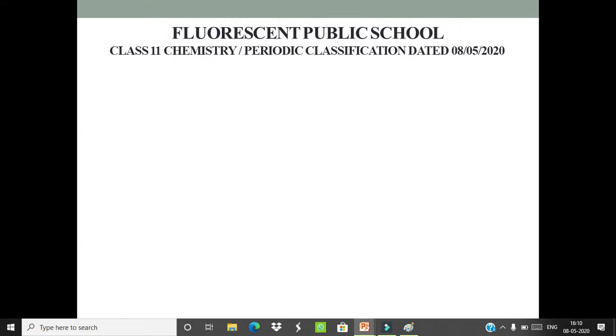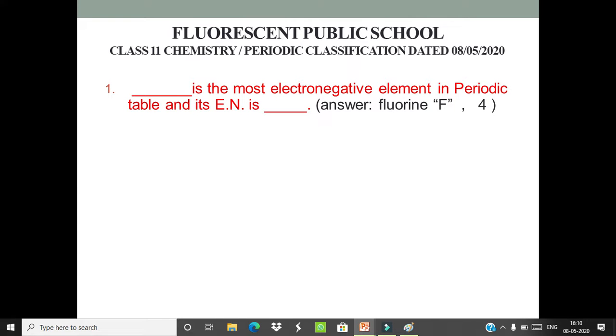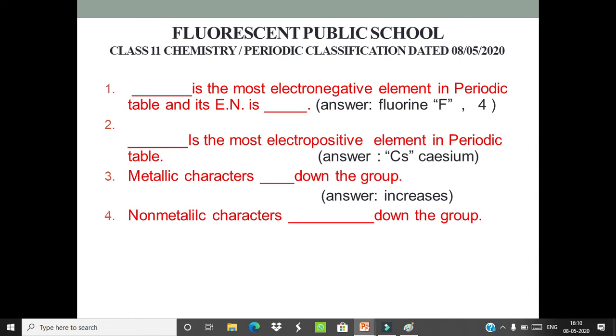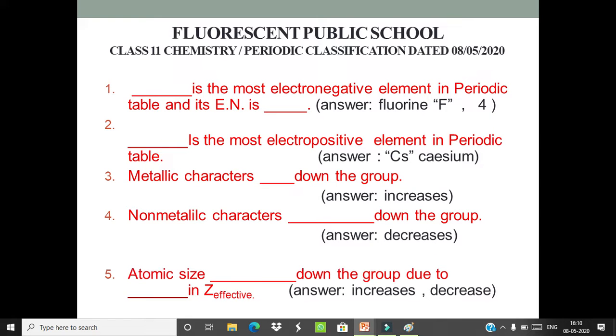So this is your worksheet about periodicity. Question first: the most electronegative element in the periodic table is fluorine, having electronegativity 4, measured on the Pauling scale. Next, question second: cesium is the most electropositive element in the periodic table because of its largest atomic size. The third: metallic character increases down the group. Non-metallic character decreases down the group. And the last question: atomic size increases down the group due to decrease in Z effective.